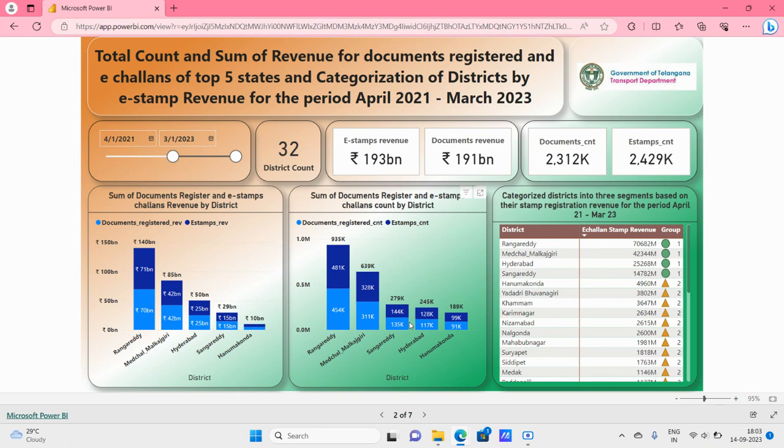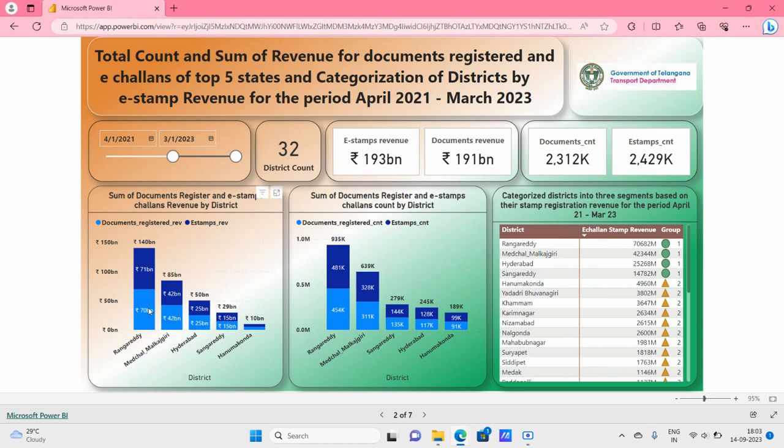The revenue generated from document registration significantly varies across districts. We have visualized the first 5 districts on the basis of document registered revenue and document registered count. The first district has a revenue from document registration of around 71 billion, we can see in this visual. And whereas the fifth district has a revenue of around 4.9 billion.